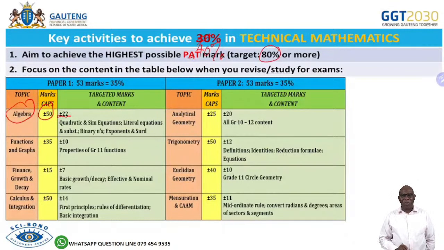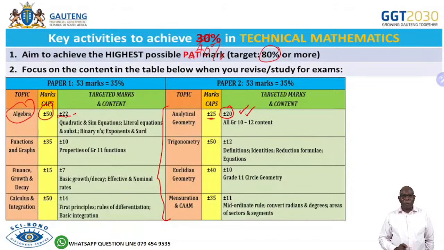But I'm just saying 22 marks out of 50 is very little. The algebra that you have done there, it must be more. But today, let's concentrate on paper 2. In analytical geometry, we have 25 marks. The target is 20, that's fine for me.